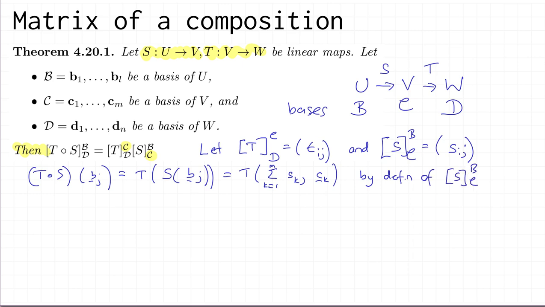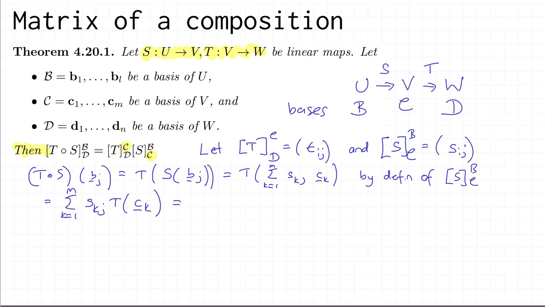Okay, now T is a linear map, so T of a linear combination is a linear combination of T of the vectors in that linear combination. So what I mean by that is you can move T through the sum and the scalar multiples. This is the same as a sum from k equals 1 up to m of Skj times T of Ck.